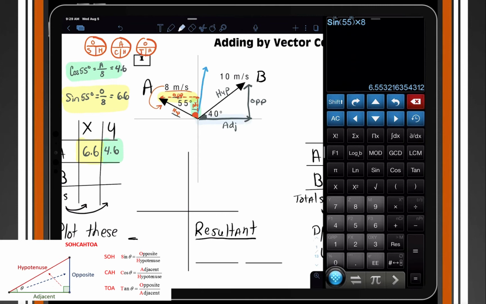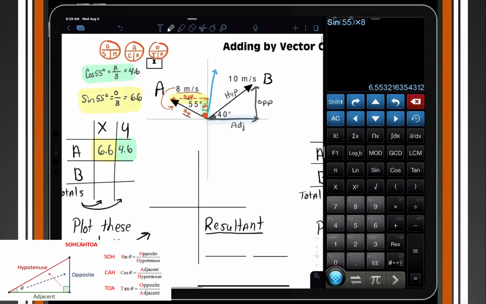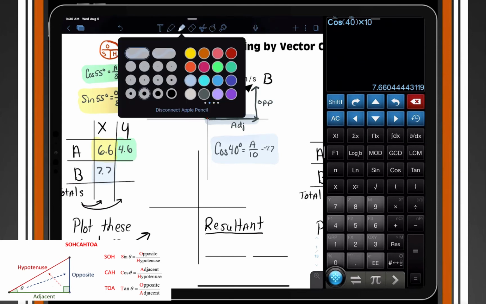We'll do the x-axis first here. The x-axis, if we have our math here, we have cosine of 40 degrees. Why cosine? Because I have the adjacent and I know the hypotenuse. We have adjacent divided by 10. So calculator, we'll have cosine 40, close it, times 10. That gets you 7.7 for this, and that will fit into the x-axis. So I have 7.7.